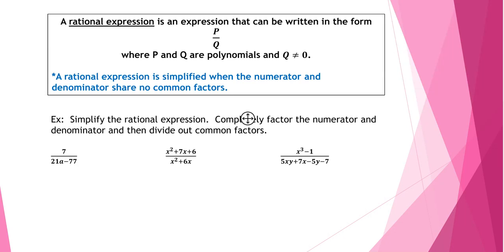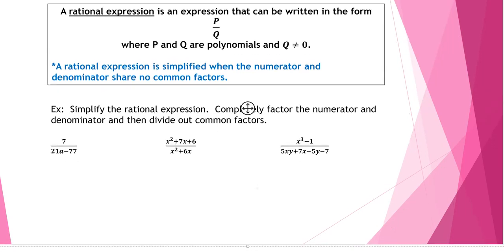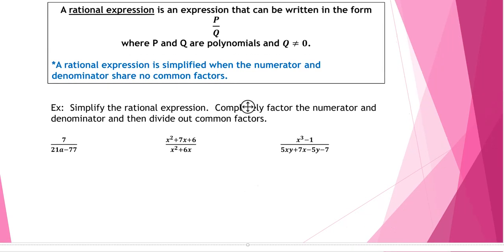A rational expression is simplified when the numerator and denominator share no common factors. Simplify the rational expression in the first example. Completely factor the numerator and denominator, then divide out common factors. So let's look at our first example there. We have 7 over 21a minus 77.